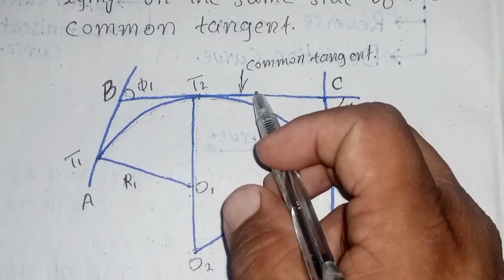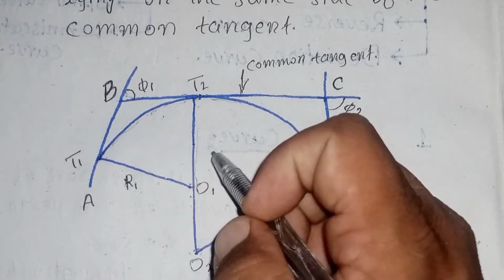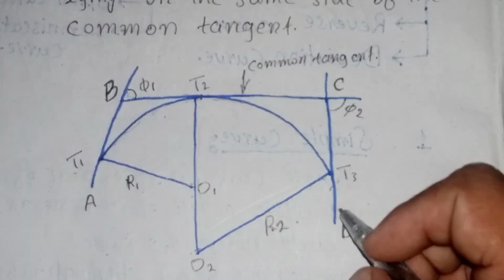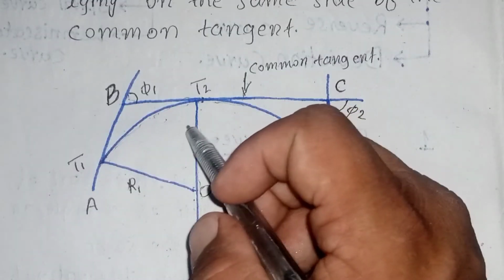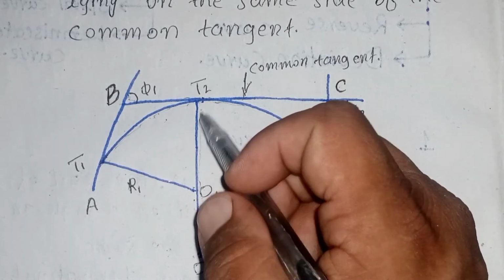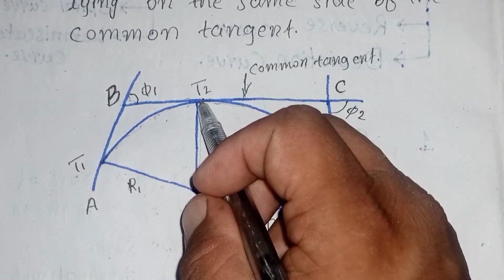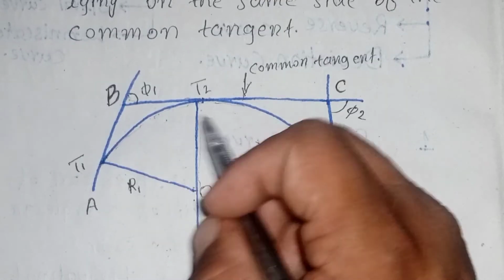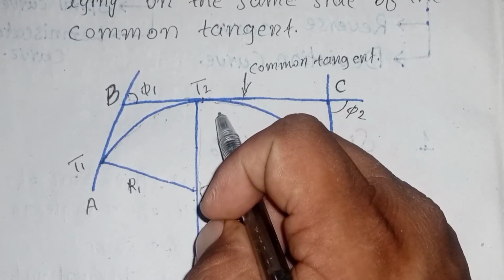This is called a common tangent because it is common for both curves, the short curve and the long curve. This is a tangent line for the short curve, and this is a tangent line for the long curve. But this tangent line touches both curves. So this is a compound curve, and this is the point which joins the two curves. This tangent line passes through this joining point, touching both the short curve and the long curve. So this line is called the common tangent line.